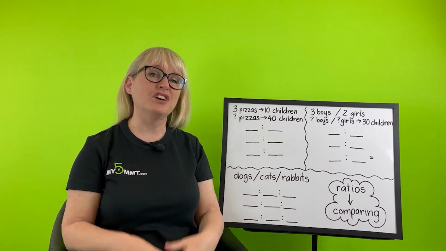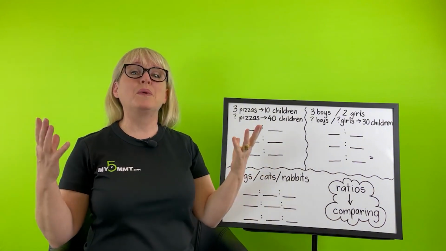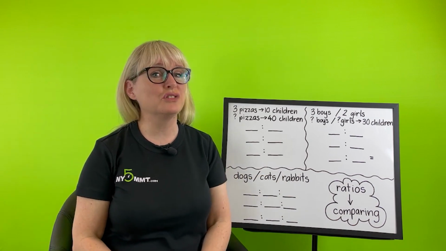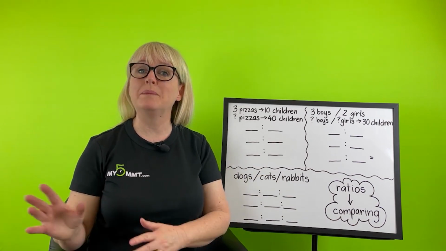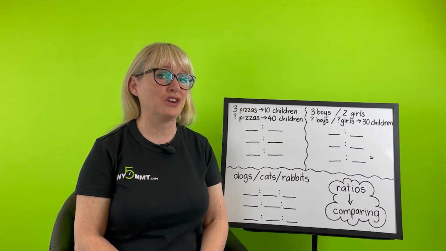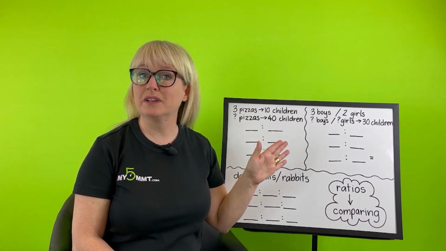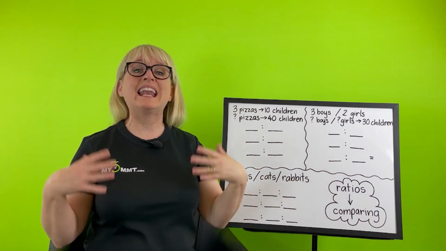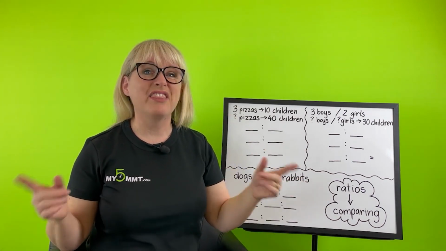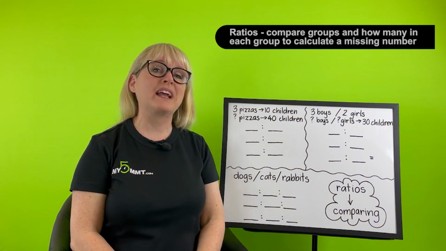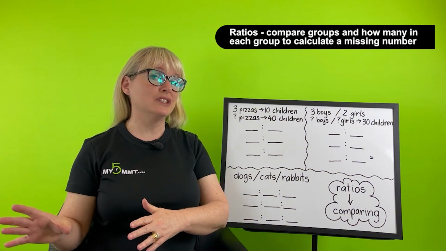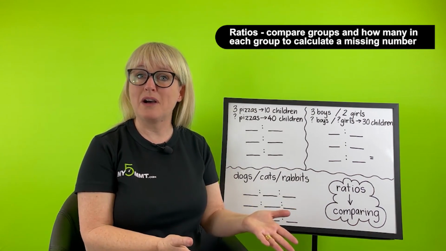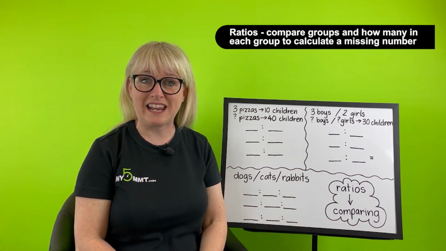Now, ratios don't need to be too tricky, but we do need to set them out very clearly, and there's actually two very different ways that we may be asked to use a ratio. So we're going to explore different examples for each. We can compare groups and how many is in each group. That's what a ratio is. We're comparing the groups and using how many are in each group to calculate a missing number of how many could be in a group or a category.